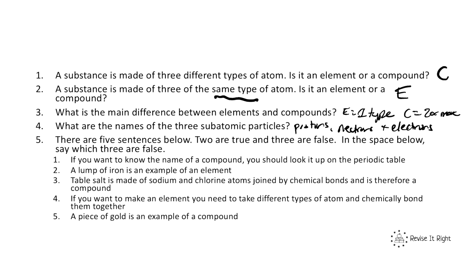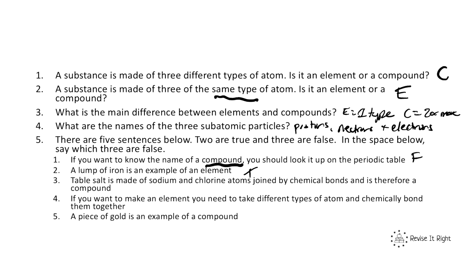Now, there are 5 sentences below. 2 are true and 3 are false. So, if you want to know the name of a compound, you should look at the periodic table. Well, the periodic table is a periodic table of elements. You don't find any compounds in there, so that is false. A lump of iron is an example of an element. Well, it only contains iron, therefore it is an element, so that's true.